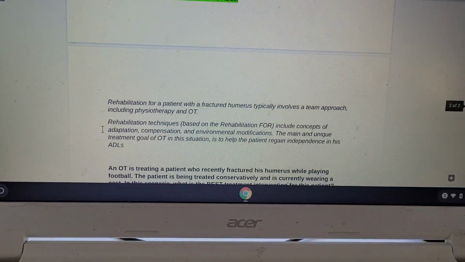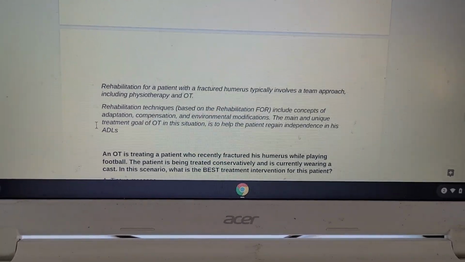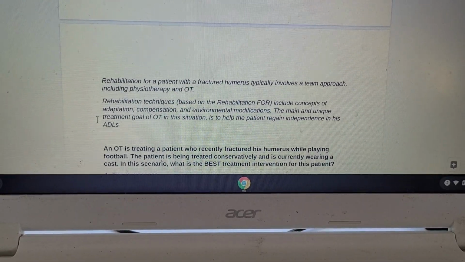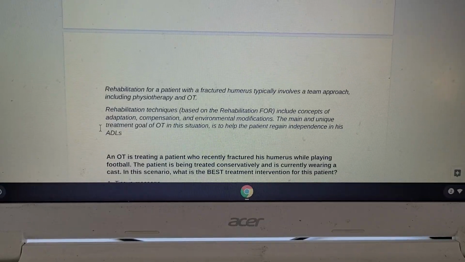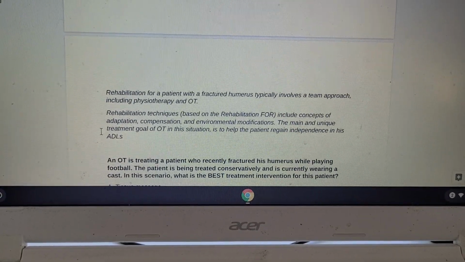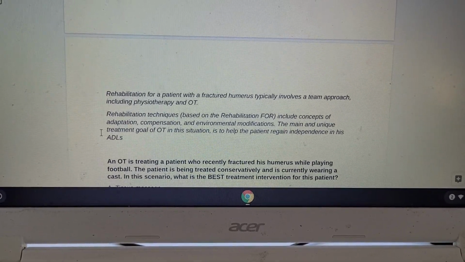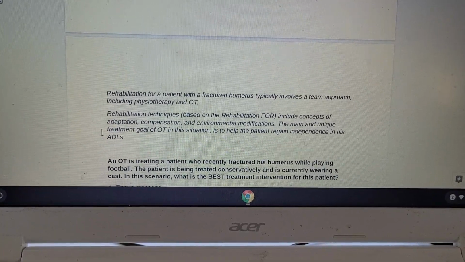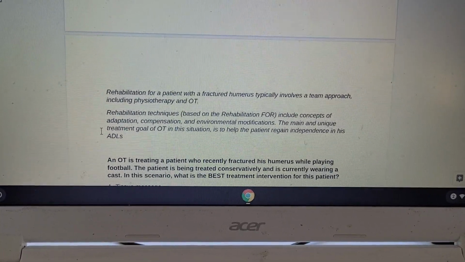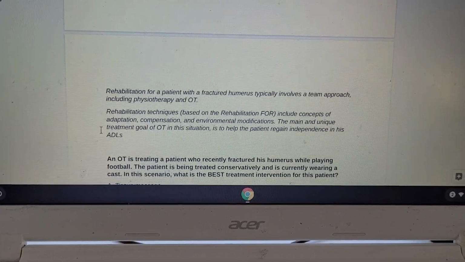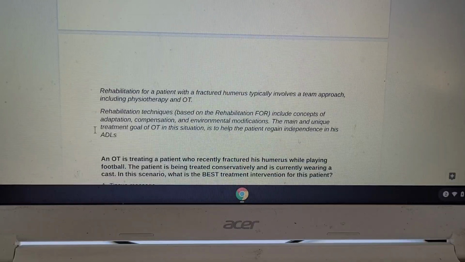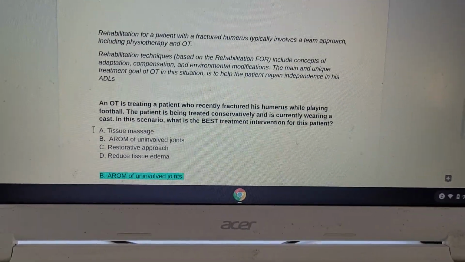And the reason for this is because rehabilitation of a patient with a fractured humerus typically involves a team approach, including PT and OT. Rehabilitation techniques based on the rehabilitation frame of reference includes concepts of adaptation, compensation, and environmental modifications. The main and unique treatment goals of OT in this situation is to help the patient regain independence in his ADLs. So question number 3.